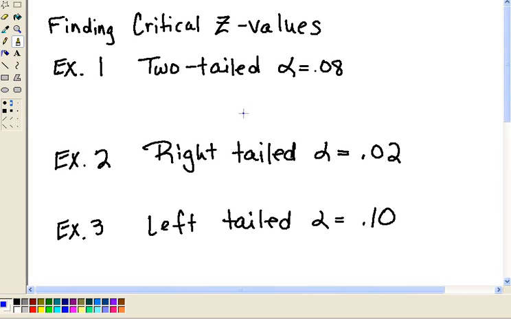Hi, this video will talk about how to find critical z-values, and I've got 3 examples that we'll go through. In the first one, you're given that it's a two-tailed test and alpha equals 0.08. So first let's draw and think about what that means.